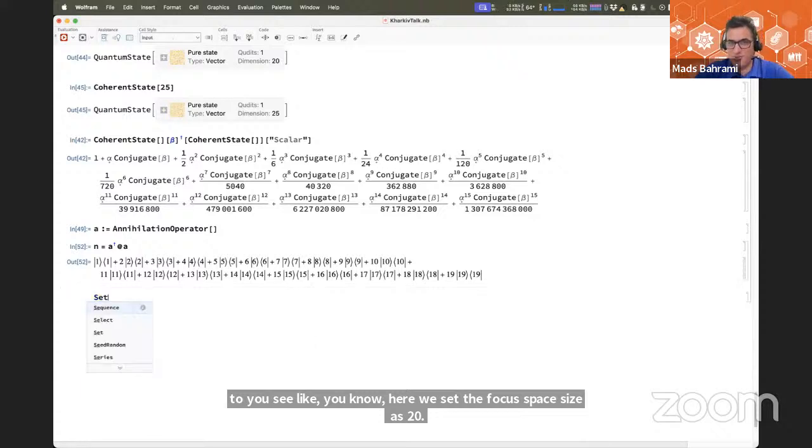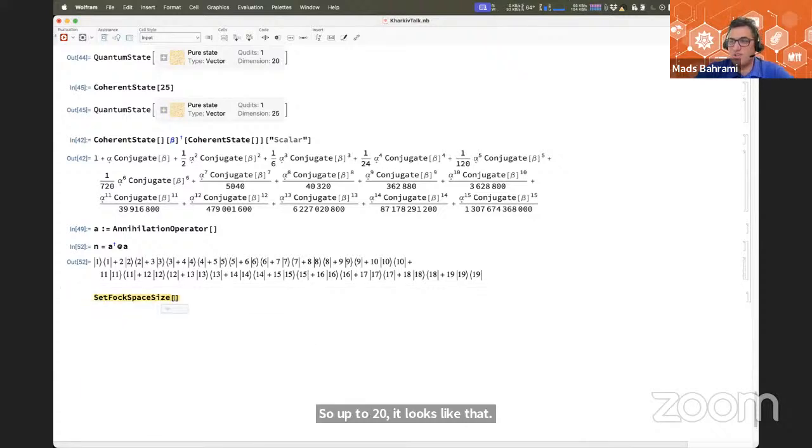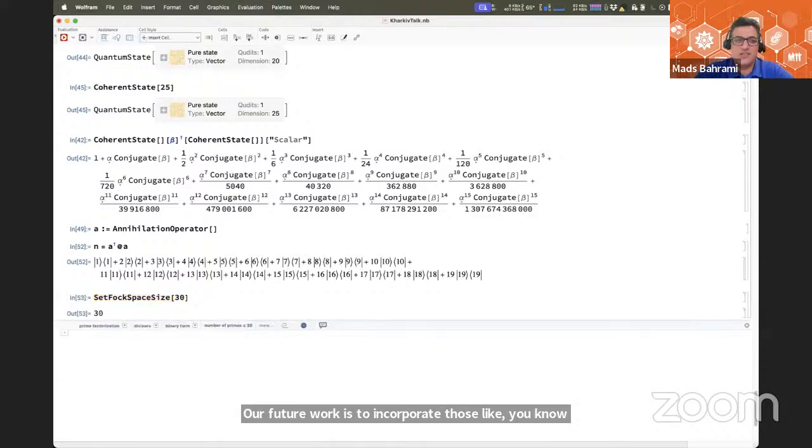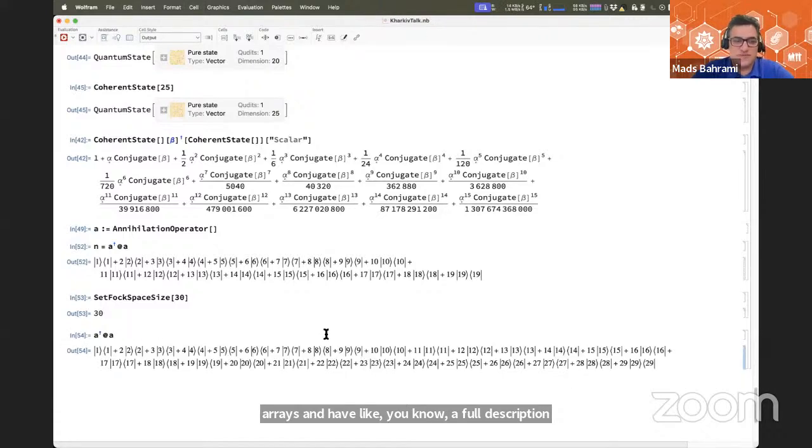Our future work is to incorporate those symbolic arrays and have a full description of second quantization in a real Fock space. And of course, all of these things are available on GitHub, and we are open to any feedback, any contribution. Just let us know.